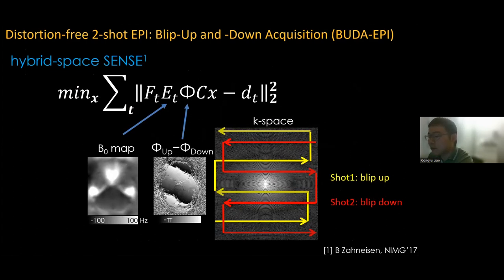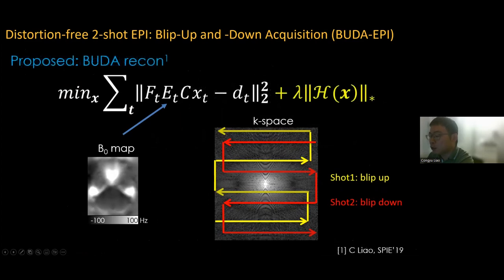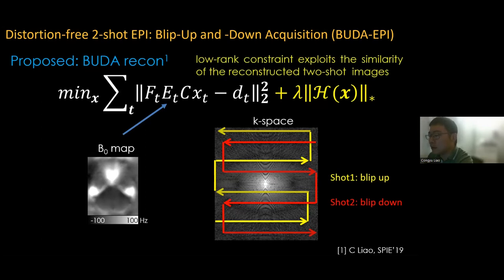So based on this hybrid space SENSE method, we propose the BUDA reconstruction method that solves for two images. What we want to do is apply the structured low rank prior on the two-shot data, so we obviate the need for direct phase estimation and achieve improved reconstruction at higher accelerations. The low rank constraint uses the similarity of the reconstructed images from the two-shot data, where the reconstructed images should have the same image magnitude but differing smooth image phase from the shot-to-shot phase variations. In this case, we just need the B0 map, which we can get from FSL top-up.